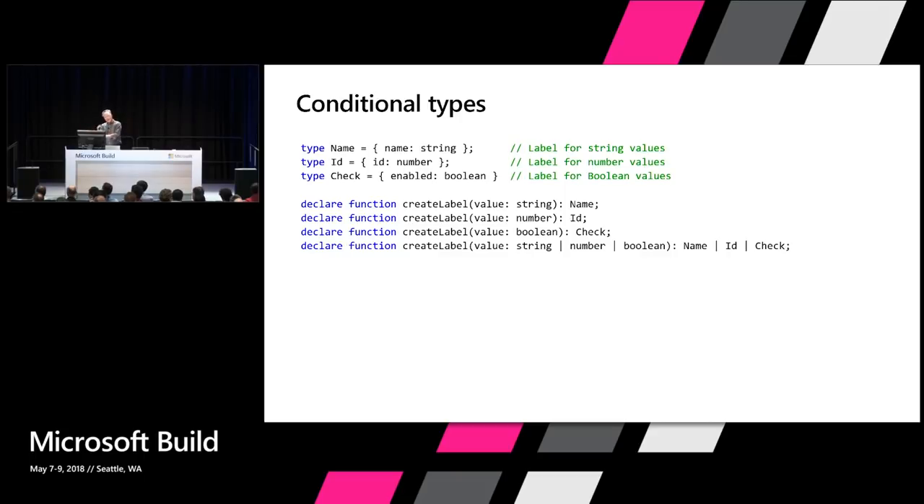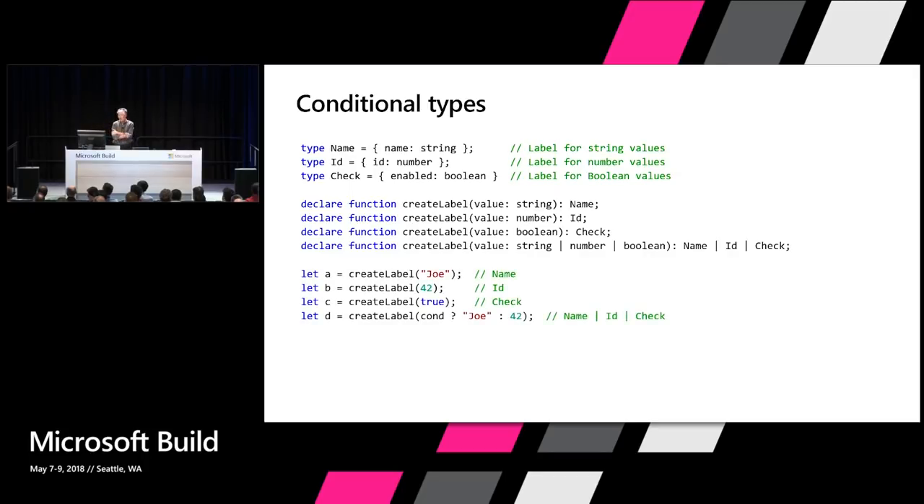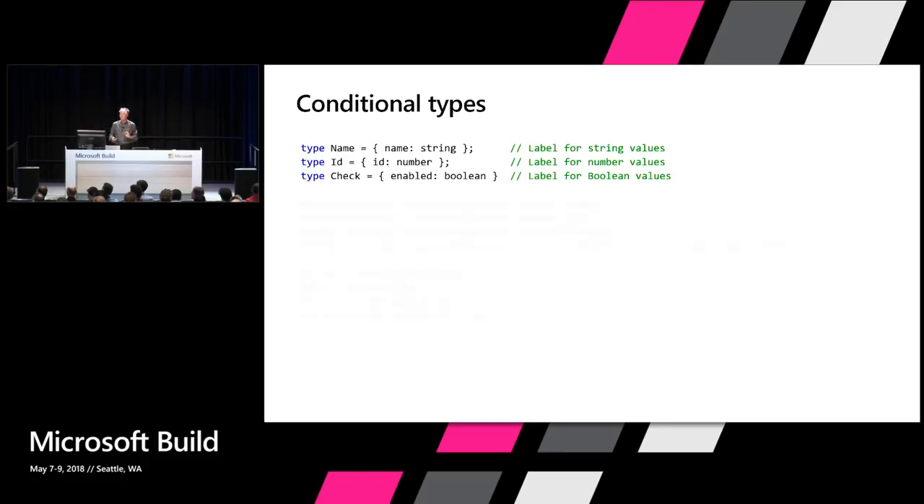In fact, it's not even complete here, because you might give me just string or number, in which case you should only get name or ID back and not check, because it couldn't be that, right? And so you see how this can very quickly get unwieldy to try to write a whole bunch of overloads. And really what you want is sort of the ability instead to express it in the type system more directly. And that is what conditional types enable you to do.